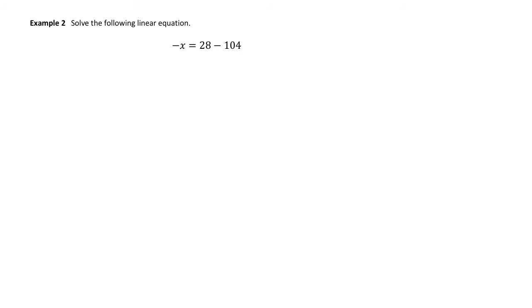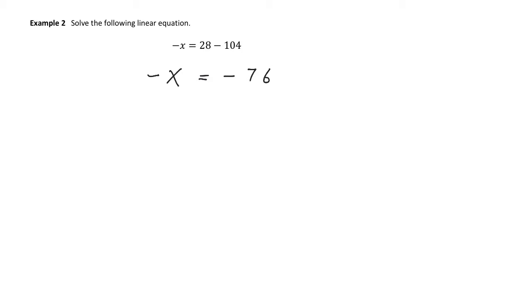So let's try this principle again here in example 2. I have negative x is equal to 28 minus 104. All right, so to solve this one for x, the issue is it's not just x by itself. There's a negative in front of it, so we're going to have to do something about that. But I'm going to start by simplifying the right-hand side. What is 28 minus 104? If you take that difference, it's definitely a negative number. So I'll just copy down the left, and the right is going to be negative 76. So the equation definitely looks a lot simpler.